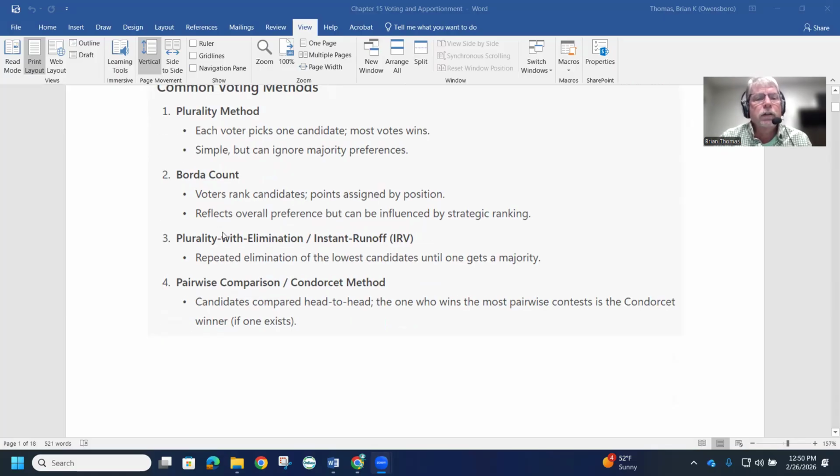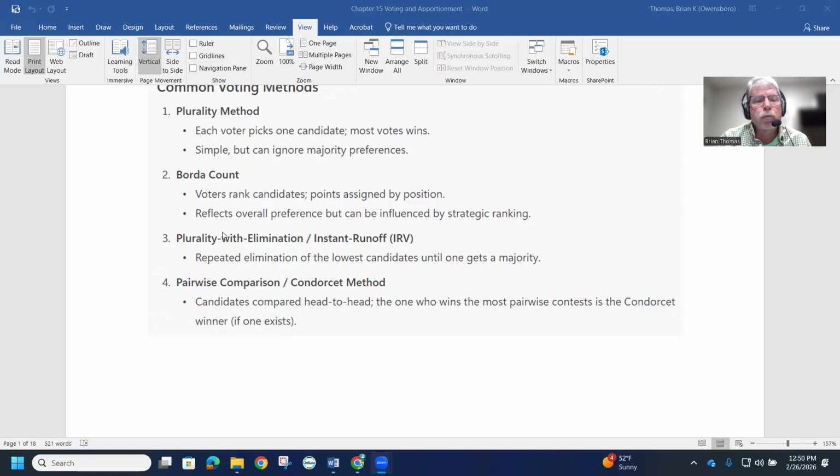Now, another way to count is what's called the Borda count. In the Borda count, voters rank candidates, and points are assigned by position. This reflects overall preference, but can be influenced by strategic ranking. We'll talk about that a little bit more in an example. It'll be easier to understand that one.